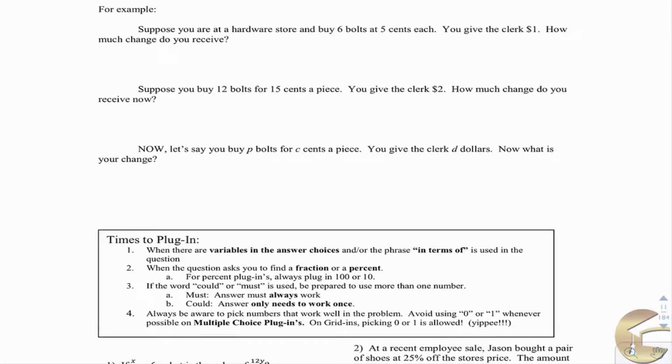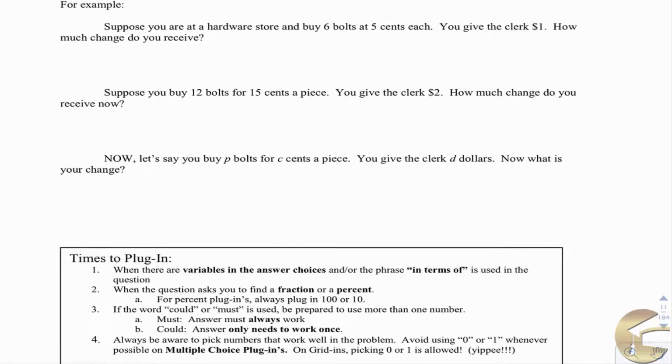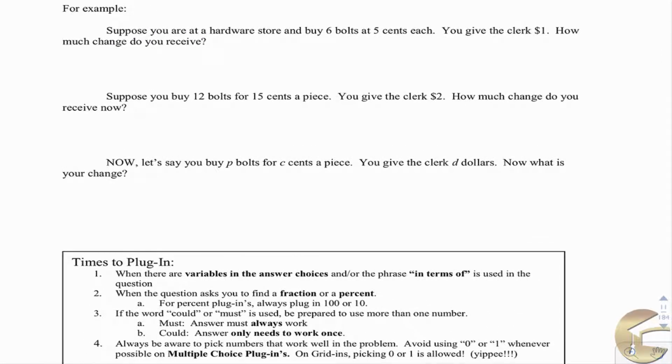Suppose you're at a hardware store, you buy 6 bolts for 5 cents each. Those 6 bolts for 5 cents each is going to cost you, in this case, 30 cents. You give the clerk $1, how much change do you receive? You pay $1 for 30 cents, you're going to get 70 cents back. So you should have had 70 cents for the first example.